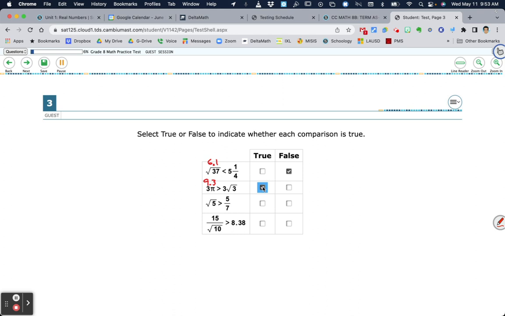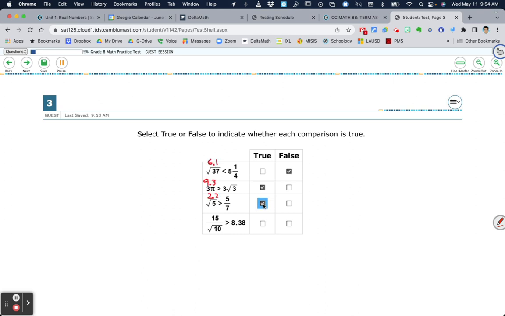All right. Square root of 5. How much is the square root of 5? 2.5. Yeah, it's about 2 point something. Maybe 2.2. Let's say that. Is 2.2 greater than 5/7? Yeah, that's a proper fraction. So that's less than 1. So definitely this one's true also.